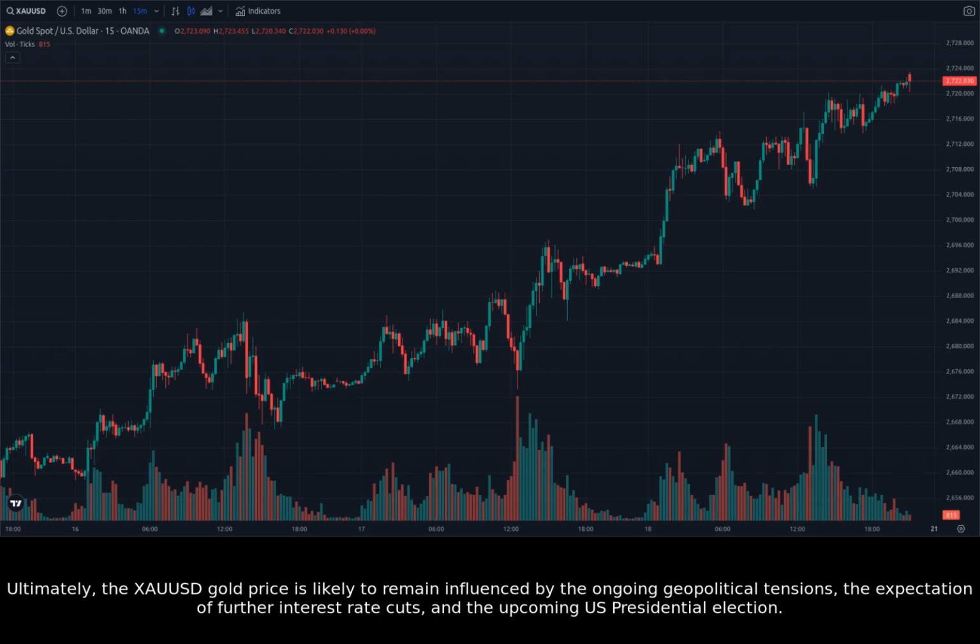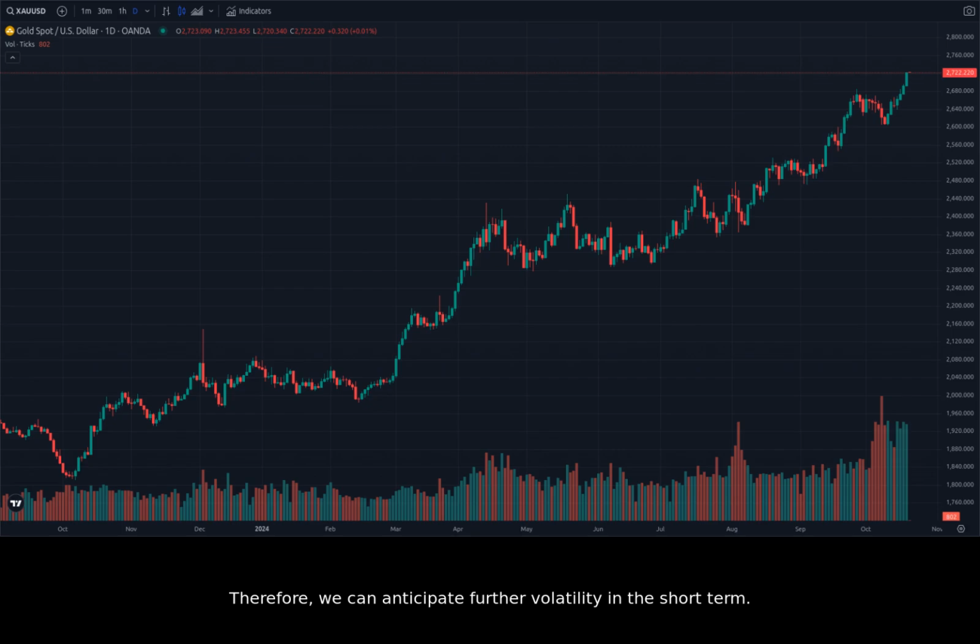Ultimately, the XAUUSD gold price is likely to remain influenced by the ongoing geopolitical tensions, the expectation of further interest rate cuts, and the upcoming U.S. presidential election. Therefore, we can anticipate further volatility in the short term. If the geopolitical situation deteriorates, we could see a further acceleration in gold's price. However, we could also see a consolidation phase before further upward movement.